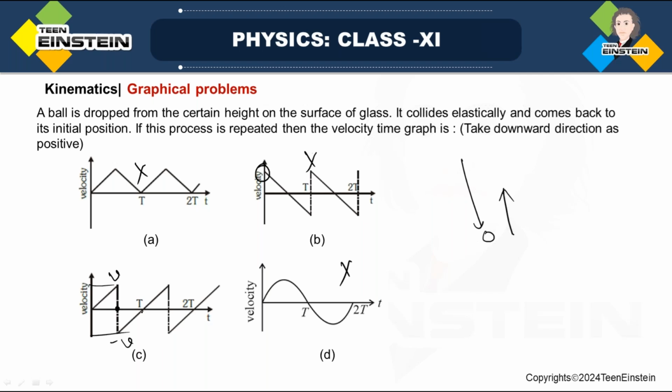Then at the maximum height again it will be 0 and then increases. So like that it is. So option C is actually representing the correct explanation, the correct VT graph. Here if I say ping pong ball, that will be an appropriate example. So kind of a ping pong ball which is repeatedly colliding with the surface.